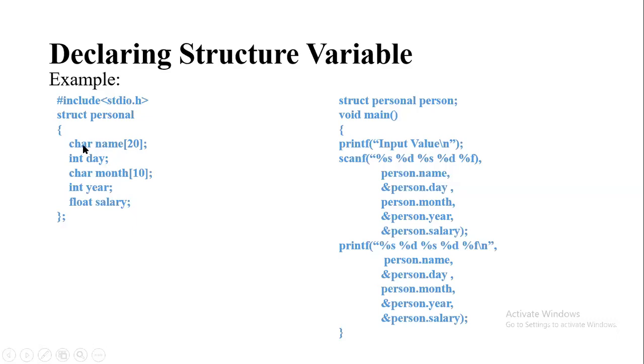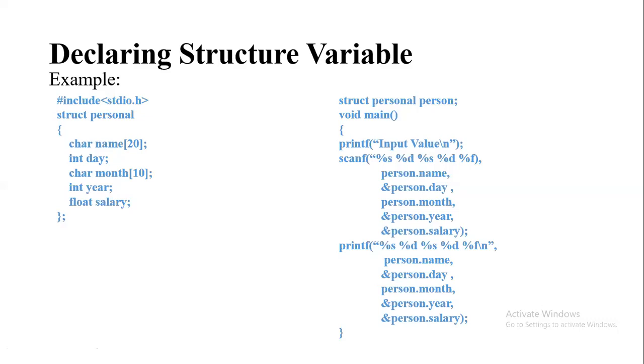The name of the person is declared as a string, and the day, which day he was born. So date of birth and salary we want to store for different people. So this is another example where we want to store the name, date of birth and salary of different people.